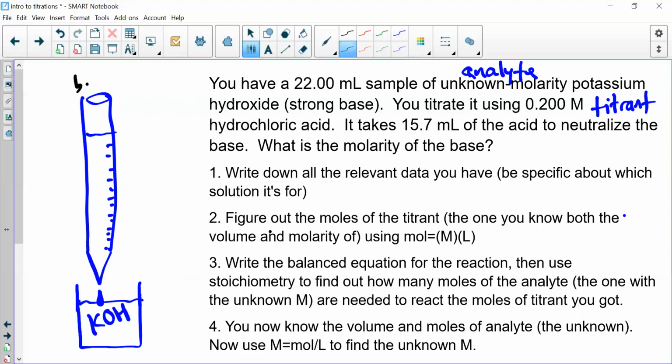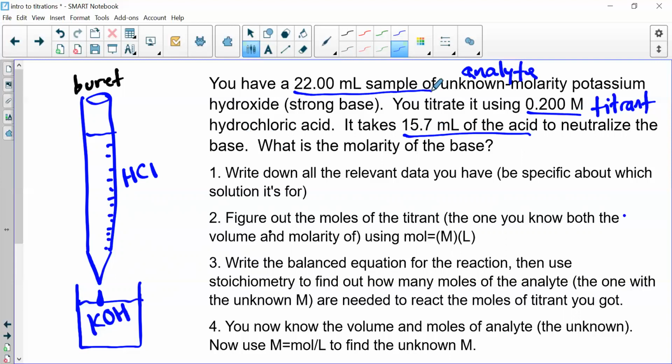And one of the follow-up videos you're going to watch goes through the actual lab technique here. So the basic idea is you are going to add, in this case, your acid. So what's the acid here? Hydrochloric, HCl. You're adding your HCl to the KOH. It tells you how much acid was needed, it gives you the molarity of the acid, and it gives you the starting volume of your unknown potassium hydroxide.